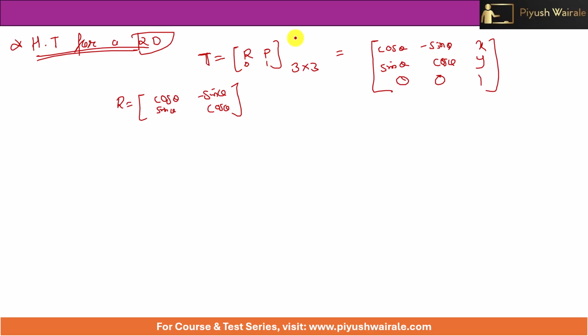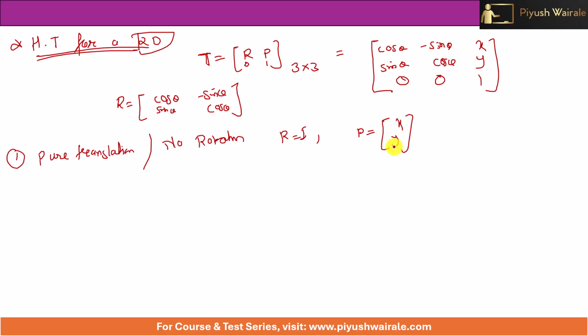I hope you understand this simple one, if you understand the 3D thing. And again, same case here. In the case of pure translation, when I say pure translation it means no rotation, right? So R will be equal to I, and this particular point will have some coordinate here, let's say for example x and y.